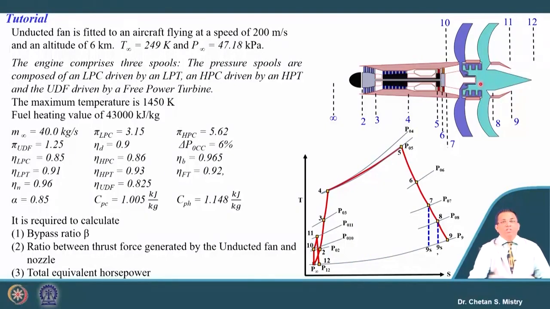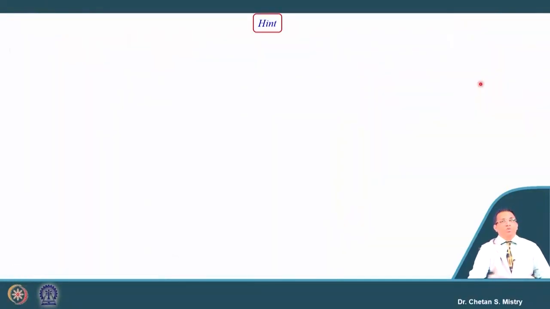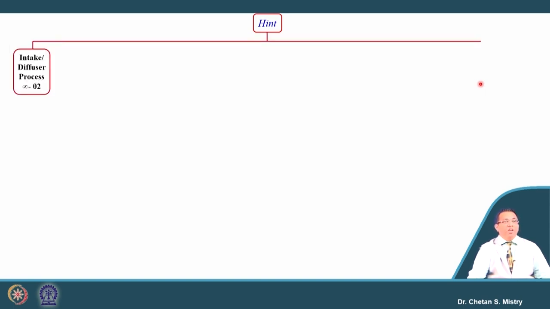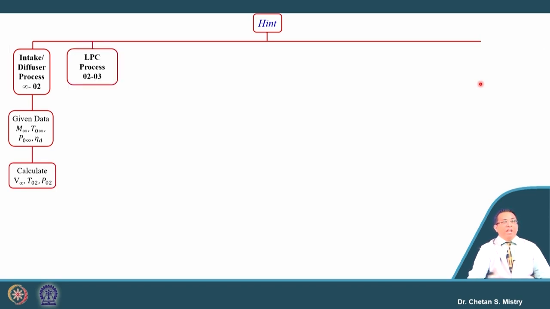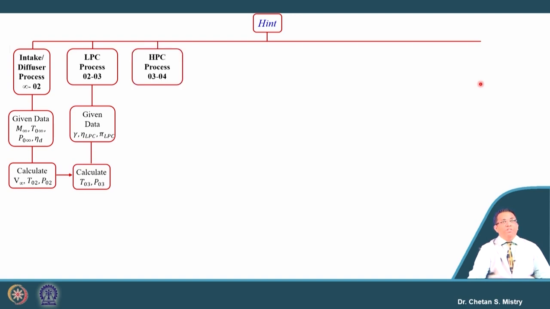Now, let us understand how to solve this numerical. We will start with the information given or known to us. For the intake, we have flight speed, altitude, pressure, temperature and diffuser efficiency, from which we can calculate the temperature and pressure at the exit of the intake. The next component is our LP compressor. For it, the efficiency and pressure ratio are given, so we can calculate the outlet pressure and outlet temperature from the LP compressor.